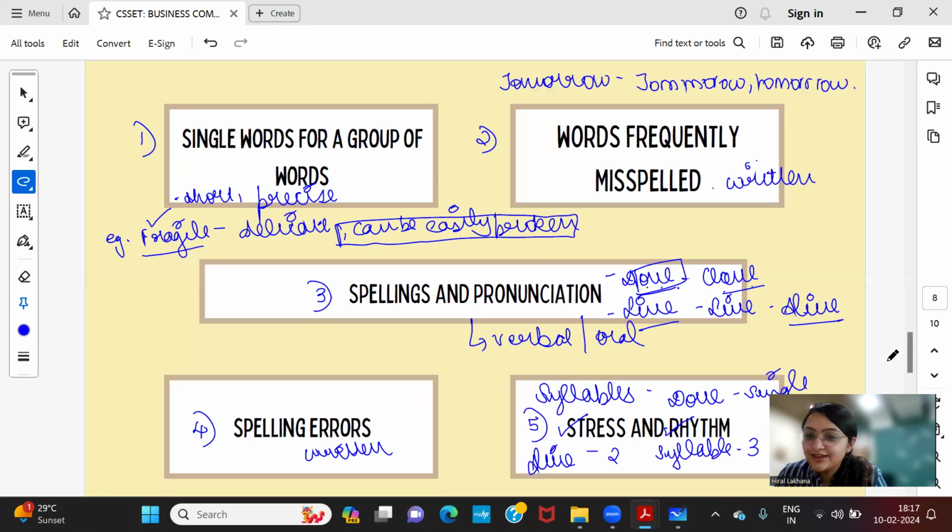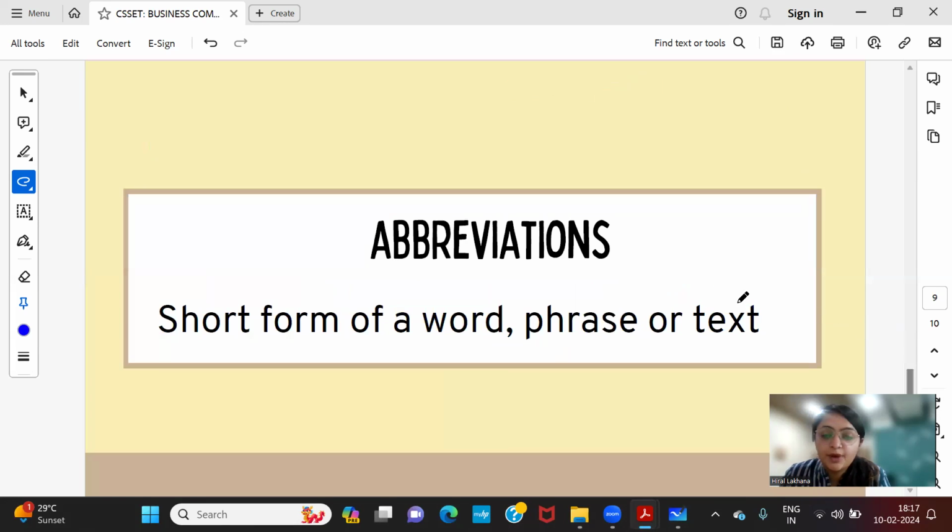Now we have the last part of this part one of chapter 2 that is remaining, and that is abbreviations. Abbreviations, as we all know, is basically a short form of a word, phrase, or text. How do abbreviations help in enriching the vocabulary? It makes the conversation short and simple. When we are saying a single word as against a group of words, abbreviation is an addition to that, because an abbreviation will shorten the word.